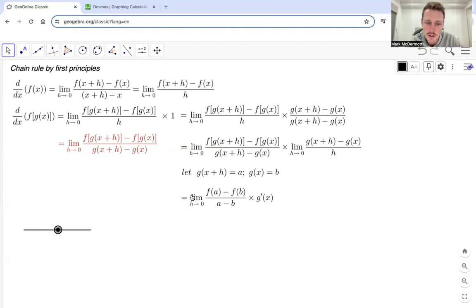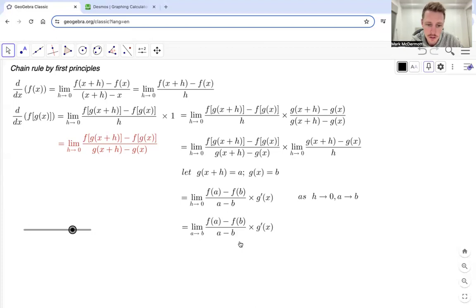But you'll notice now there's no h's in here anymore. So we have to think about what happens as h approaches 0 to this stuff. And I can show you what happens. As h approaches 0, a approaches b. Now let's think about that for a second. As h goes close to 0, g of x plus h becomes g of x. So as h approaches 0, g of x plus h approaches g of x. So a approaches b. So now it becomes the limit as a approaches b, because as h approaches 0, that's the same thing as a approaching b.